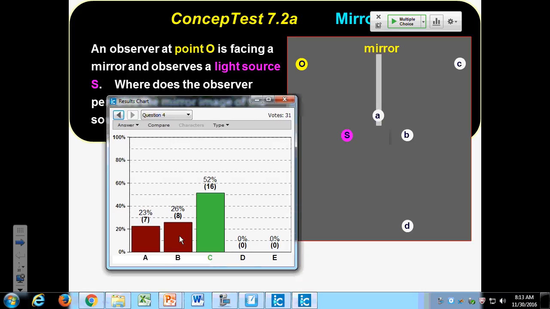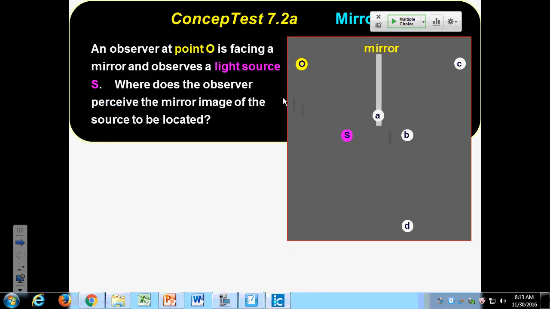Oh wait, no, that's not right. The observer views the image. The image in flat mirrors is always exactly opposite the mirror. Now you're saying, well, the mirror doesn't extend down here, but you can see things that are beyond the range of the mirror, right? Like standing in front of your mirror in your bathroom, can you see your feet or your knees maybe? Or somewhere below the mirror, your legs?